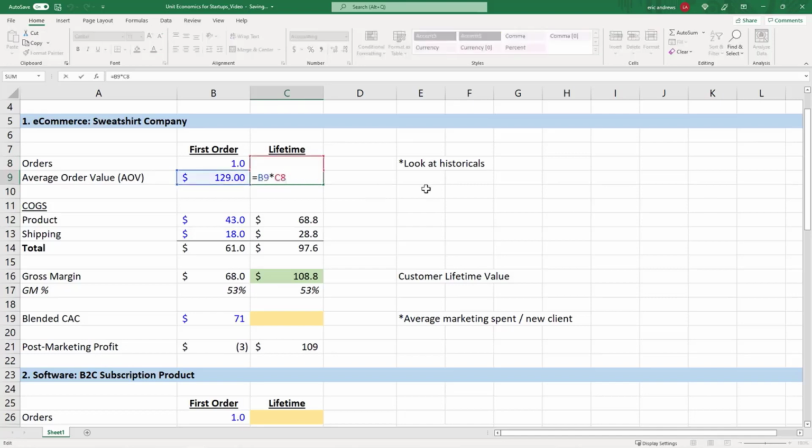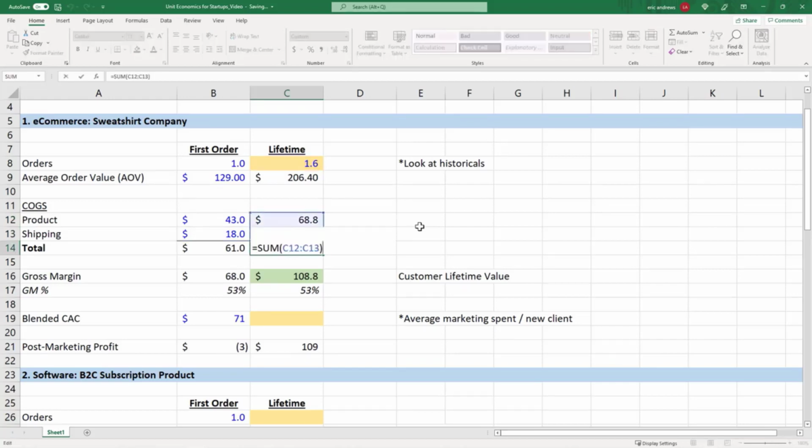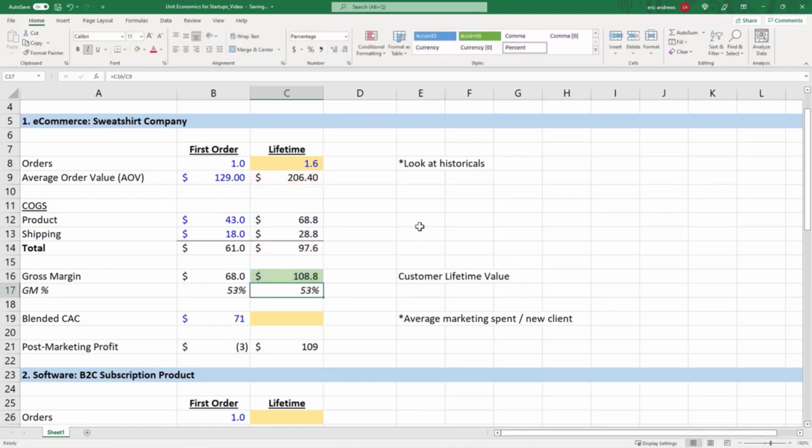So in this scenario, you had your $129 of revenue per order times 1.6, so that's $206 of revenue per customer. That is really your lifetime revenue. Next, what about the cost of goods sold? Well, all you need to do is multiply the lifetime orders times your cost per order. So in this scenario, we just multiplied product and shipping by 1.6. Our total costs are $97.60, and the gross margin is still 53%, of course. And we have $109 of lifetime gross profit.